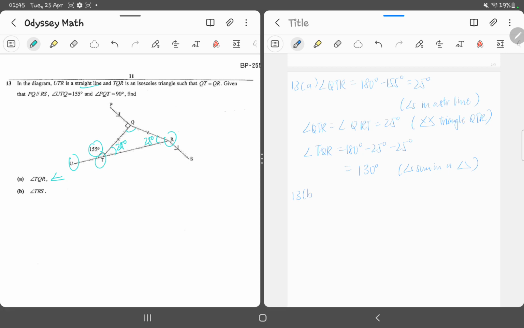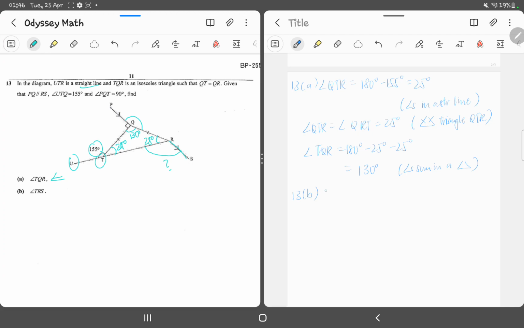So let's move on to 13b. We are required to find angle TRS, which is over here. We know that PQ is parallel to RS, so let's first find angle PQR. Let me write down the previous angle: TQR is 130 degrees.